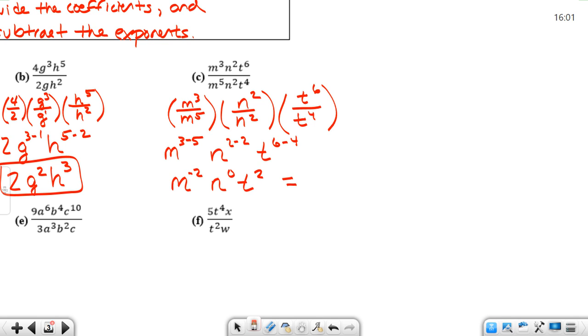Now this can actually simplify a little bit more, guys, because if we recognize here, we got this n to the 0, and anything to the 0, if we recall, anything to the 0 power is equal to 1.